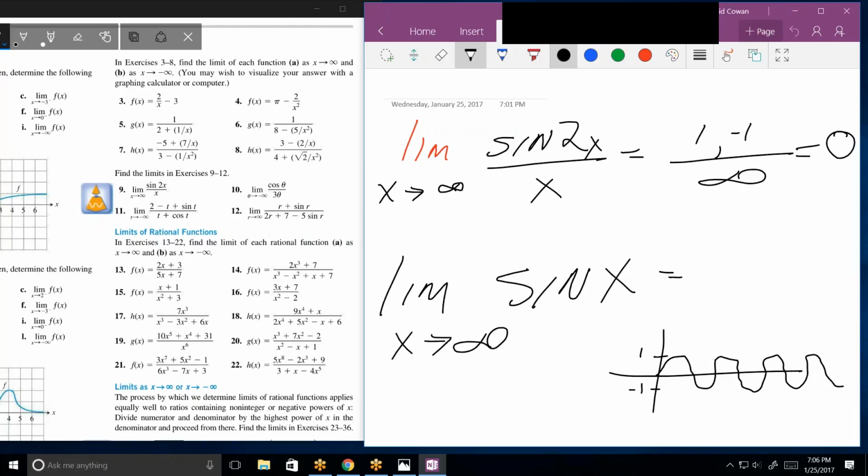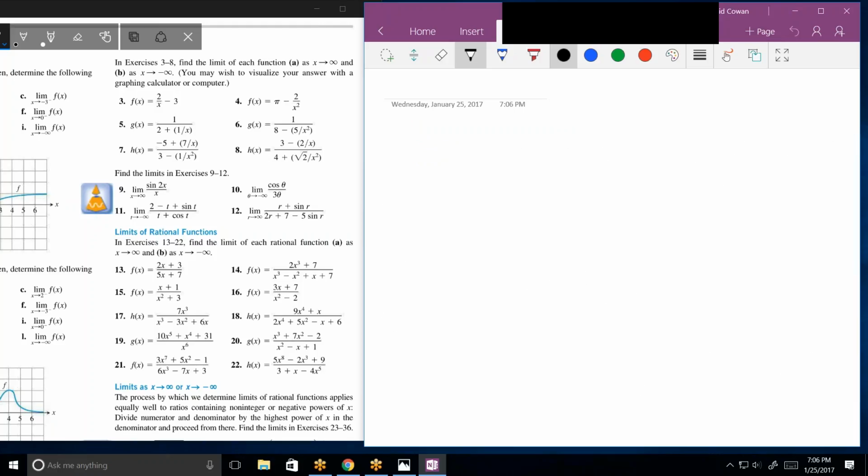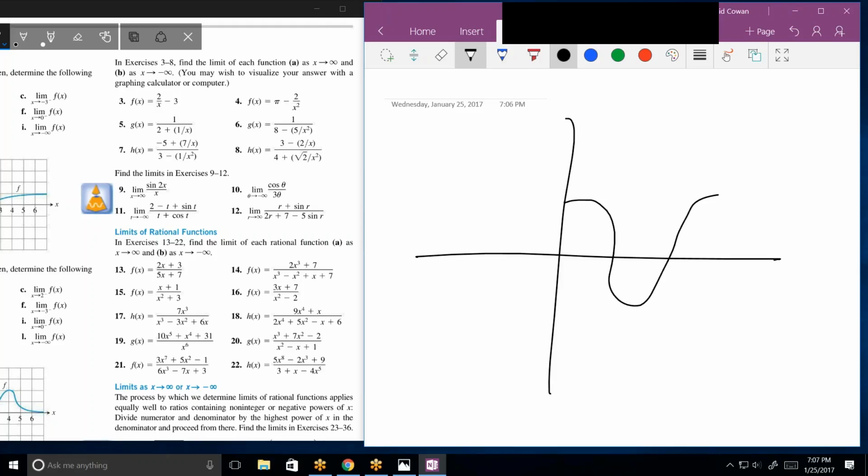Okay. Number 10, I don't think it's going to be much different. Cosine of infinity, what's that go to? So it starts off upwards at the top at 1, I believe. It doesn't start off at 0. Well, you're right, but where it starts doesn't matter. It's what it does at infinity. It does the same exact thing as sine.